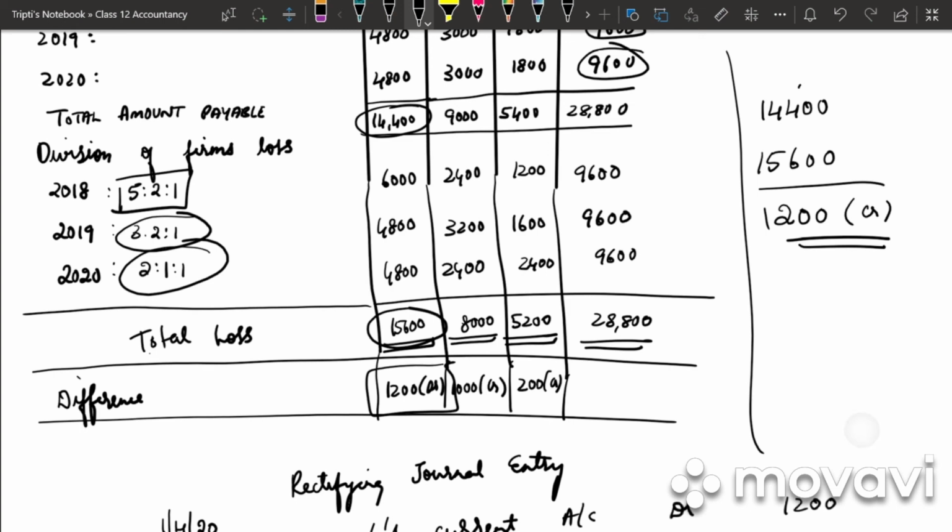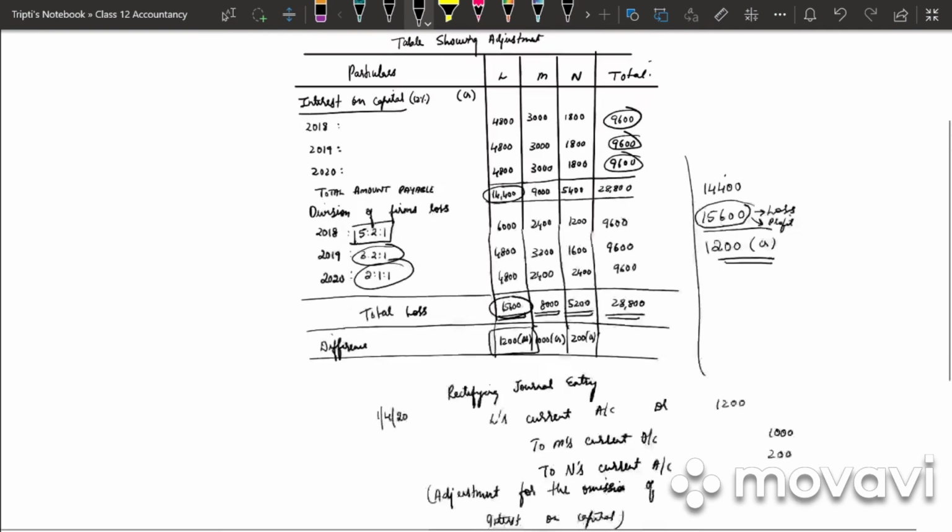Why is it so? Because in case of interest on capital, this is a loss. But in case of interest on drawings, this is a profit. That is the major difference when there is an omission of interest on capital and when there is an omission of interest on drawings.